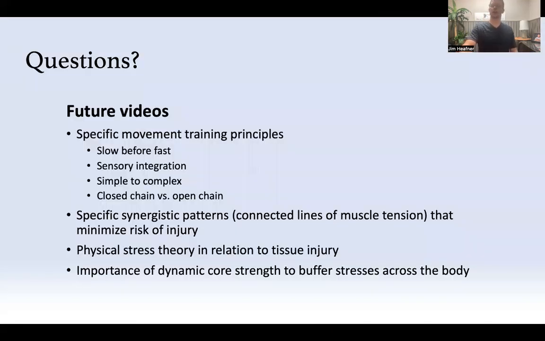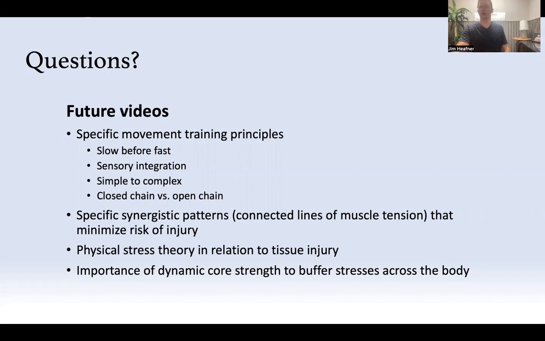All right, so in future videos, I'm going to talk more about other movement training principles, the need to go slow before we go fast with training, how to integrate more sensory information, because better afferent raw information to the central nervous system will allow for better processing and efferent motor response out. We're going to talk about simple to complex with training.